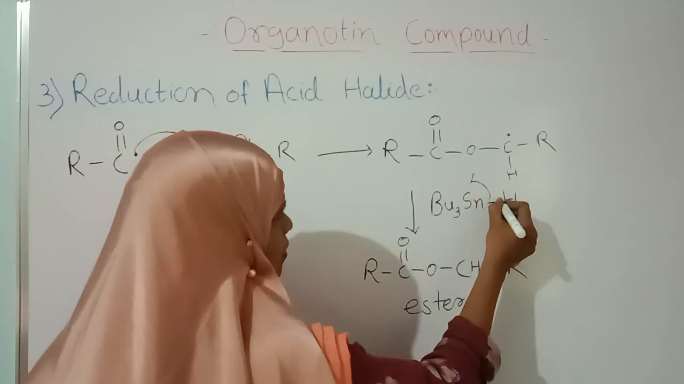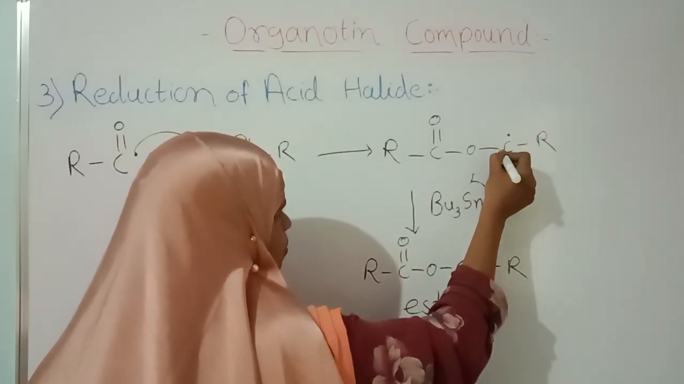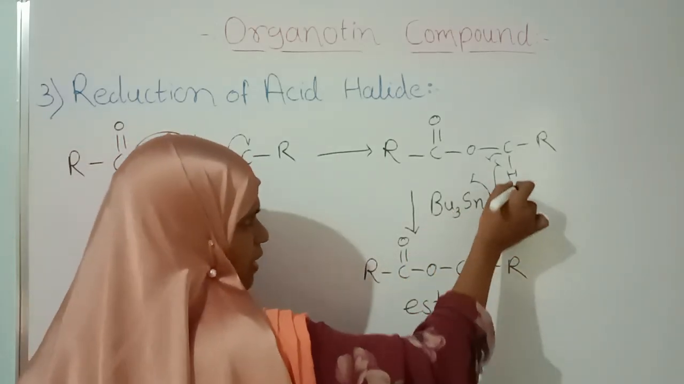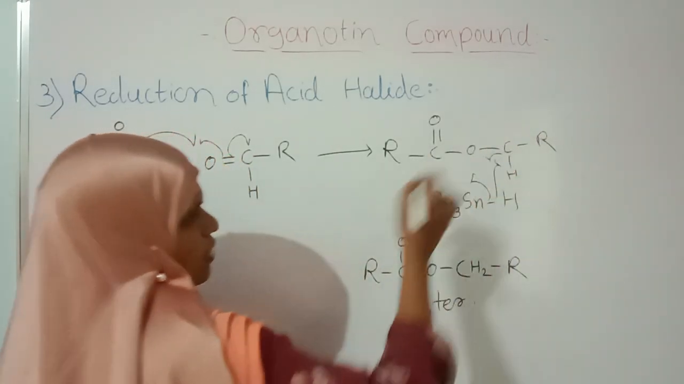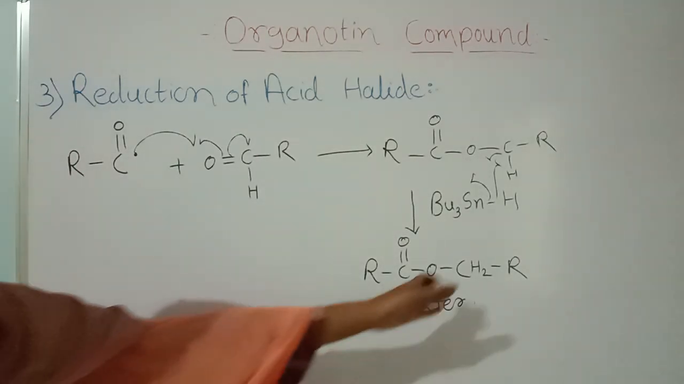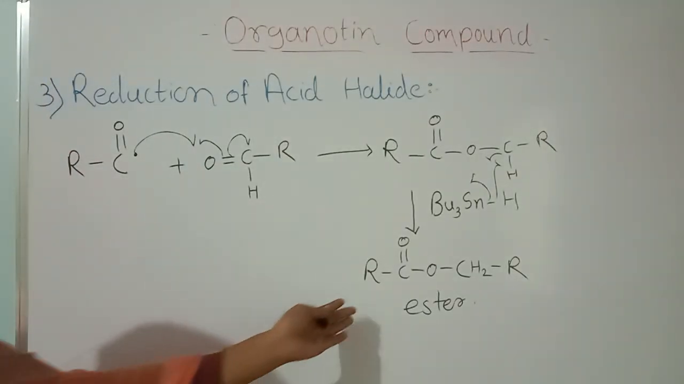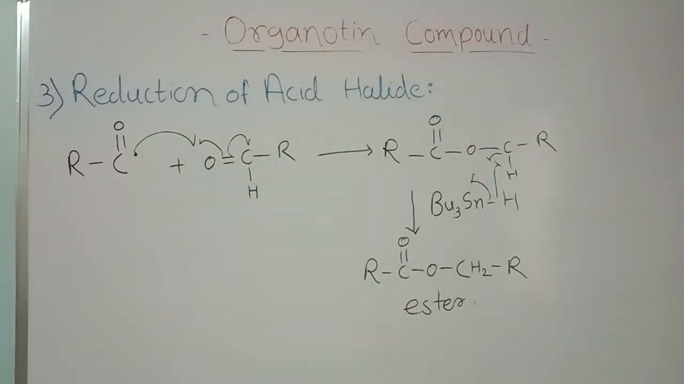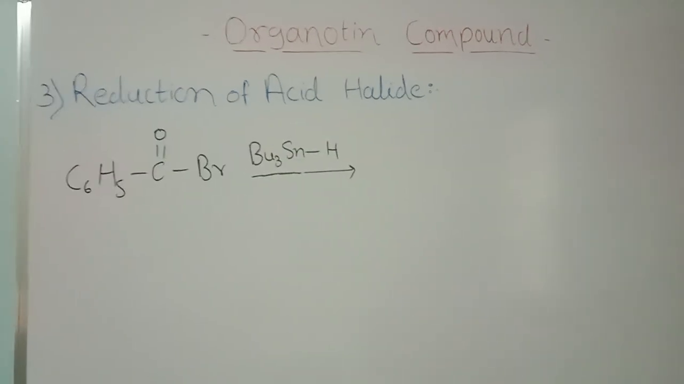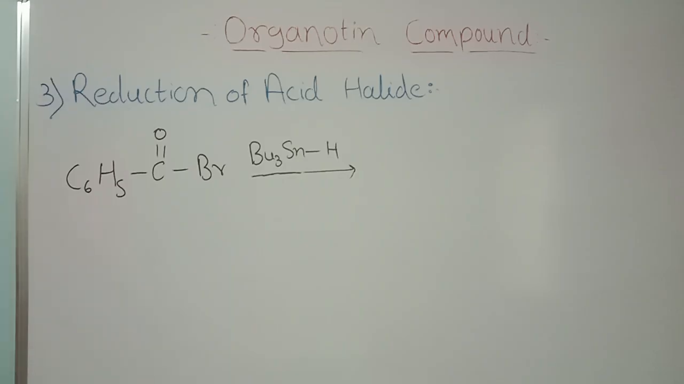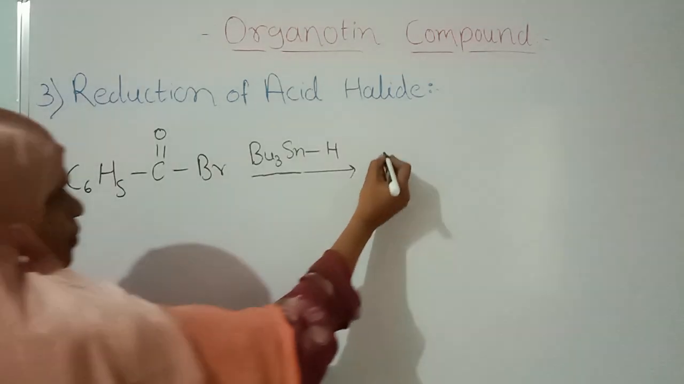Simple, na? This radical formed between the bond. Okay. This tributyl tin hydride and this ester radical. Okay. Formation of this new hydrogen and carbon bond. Okay, and we get ester. We again discuss another example. You can try that particular mechanism. Okay, another example, C6H5COBr. Okay, acid halide. Okay, what will be the product formed?